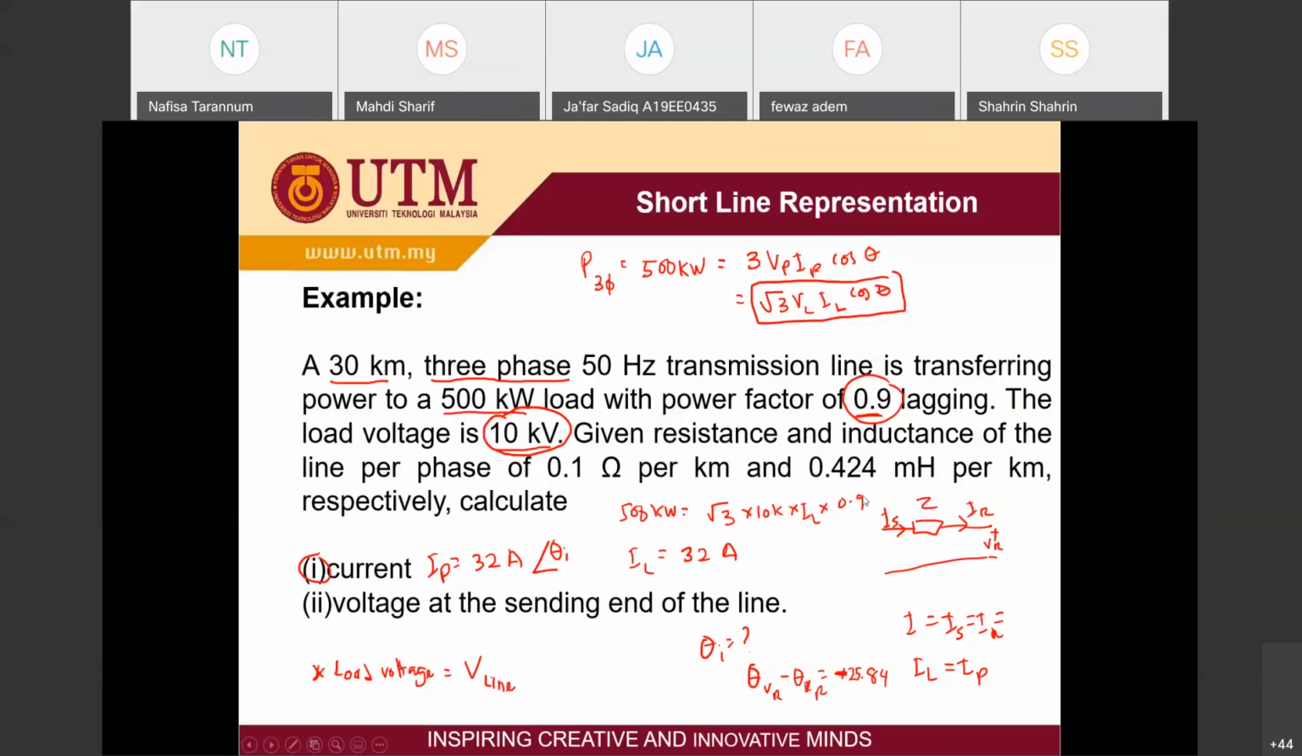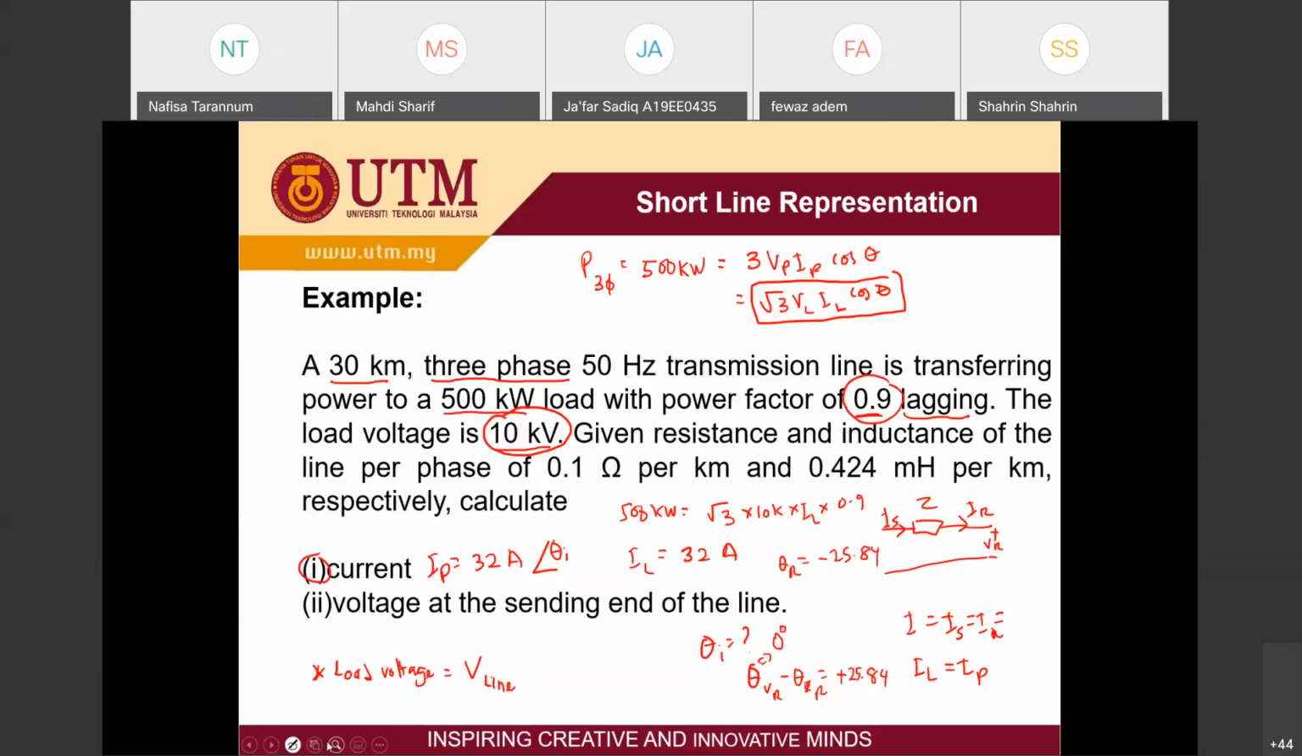Sorry, when it is lagging, theta V minus theta I should be positive. Yes, should be positive. Okay. Theta V minus theta I, if this is lagging, should be positive. Since we know that VR is your reference, this one will become zero angle. So meaning that your theta I at the receiving end is actually negative 25.84.